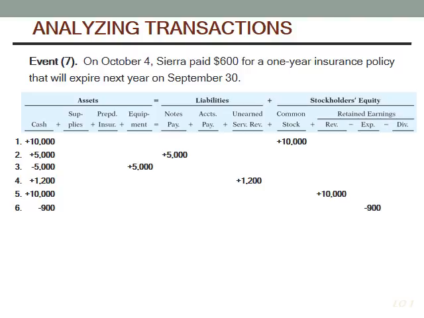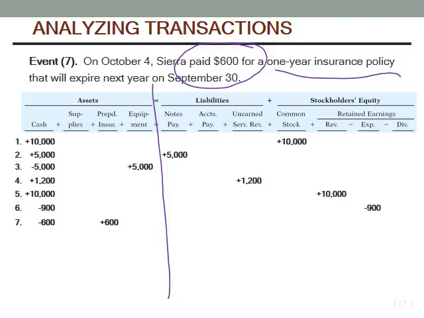All right, number 7. Sierra paid $600 for a 1-year insurance policy that will expire next year on September 30th. So what happened to cash here? We paid cash, so cash decreased. And what did we buy? A 1-year insurance policy. When we pay it in advance, it's unused and it's prepaid insurance. Okay, so here's another example where assets were increased and decreased. We bought the insurance policy and we decreased cash. Nothing happened on the right side.